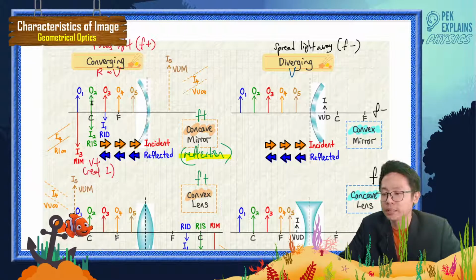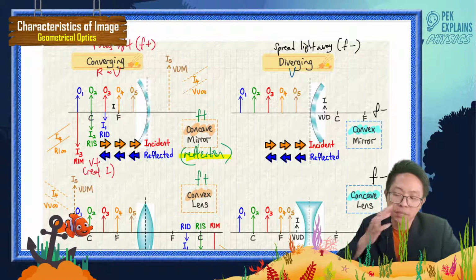Now the object is going nearer to the mirror. It is at the center of curvature. Okay, this is object 2. Image 2 will be here, the same place at the center of curvature also. Real, inverted, same size, RIS. When the object goes nearer, the image goes further away. Do you see that? The image goes further away.